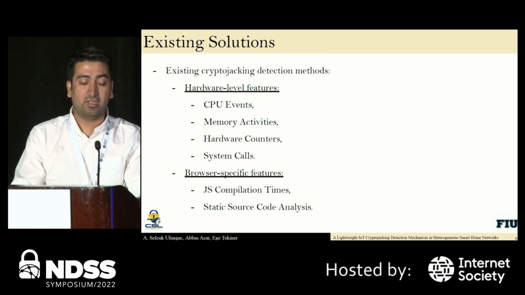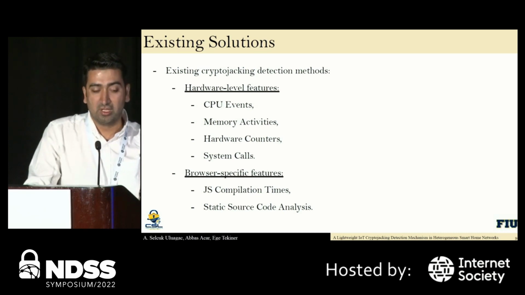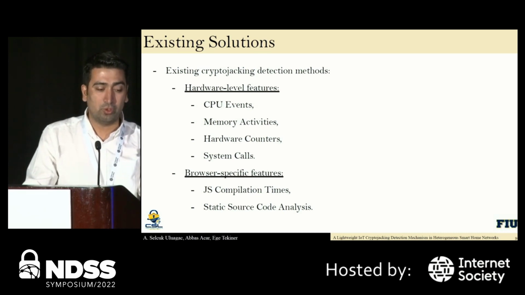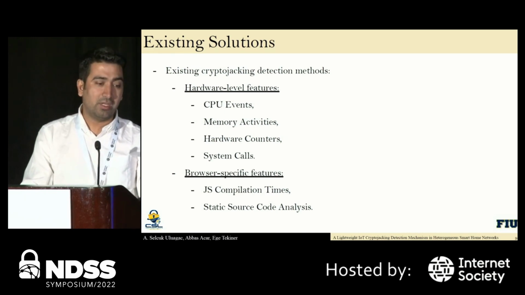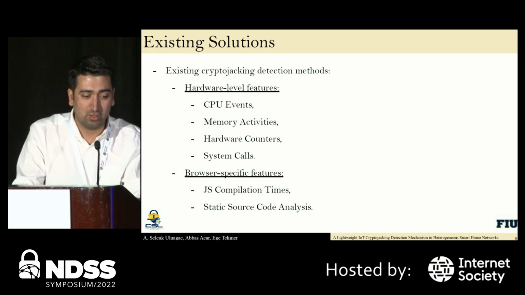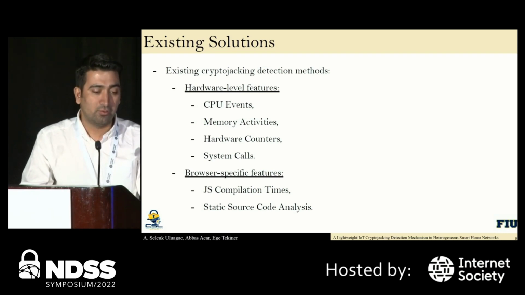And these IoT devices are very limited and they don't run this kind of software in general. On the other hand, some of the existing solutions in the literature focus on browser-specific features such as JavaScript compilation time or static source code analysis. However, these features also are not applicable for IoT cryptojacking because these devices do not run a browser at all.